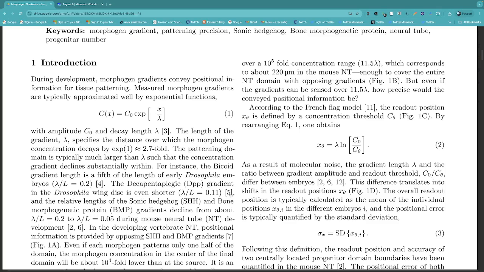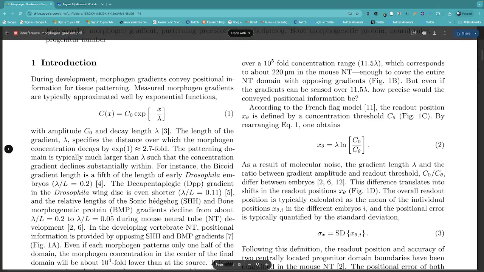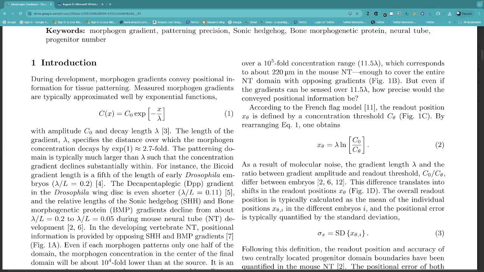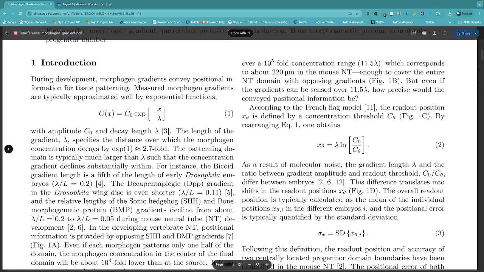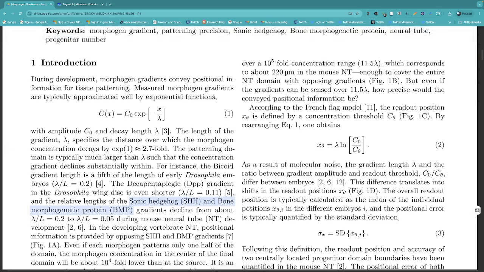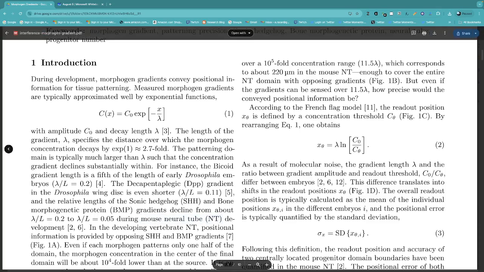And the relative lengths of the sonic hedgehog, or SHH, and bone morphogenetic protein, which is BMP, gradients decline from about 0.2 to 0.05 during mouse neural tube development. So in mouse neural tube development, sonic hedgehog and bone morphogenetic protein are actually quite small relative to the embryo size. And this is during mouse neural tube development. So this is where we have the specific structure that's being formed.